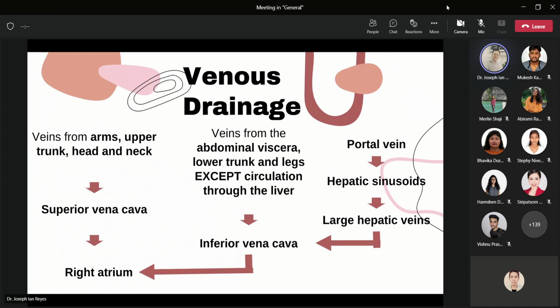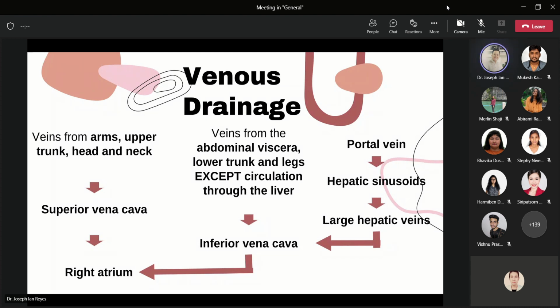Okay. So venous drainage would be quite confusing, but let's just try to follow. Veins from the arms, upper trunk, head, and neck would drain into your superior vena cava. It's a simplified form. So remember, arms, upper trunk, head, and neck would drain into your superior vena cava, which empties into your right atrium. So this would be the end part. From all those things, still this would be the end.